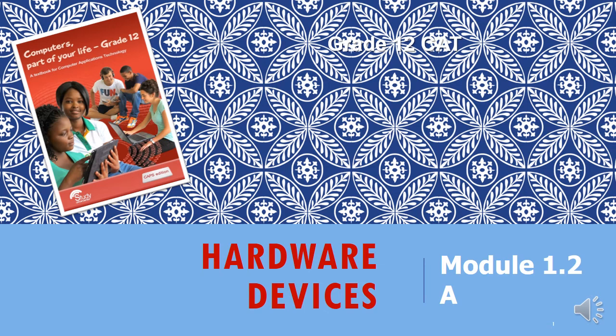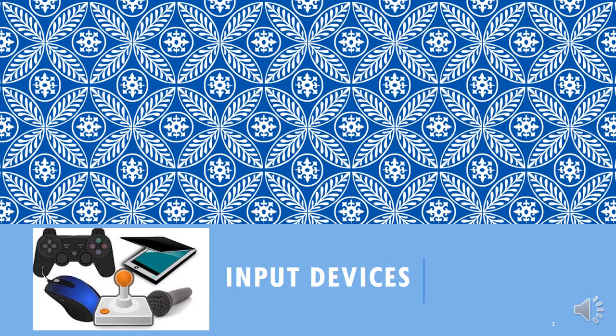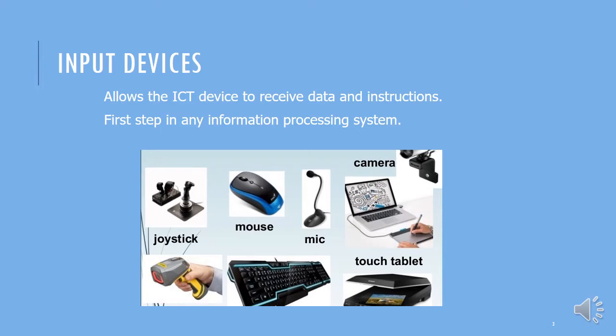Grade 12 CAT, Hardware Devices, Module 1.2a. We're going to talk about input devices. And your input devices, they allow any ICT device to receive data and instructions. Both are important. Input devices are the first step in any information processing system. If you think of the information processing cycle, input is the first thing that we list.